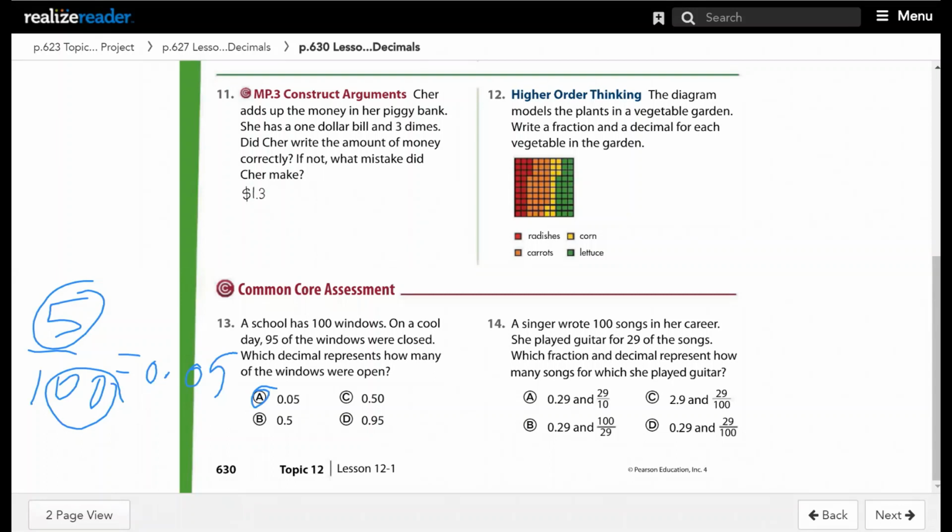In question number 14, a singer wrote 100 songs in her career. She played guitar for 29 of the songs. Which fraction and decimal represents how many songs she played guitar for? So she played guitar on 29 out of 100 songs. I will write 2 numbers after the decimal point, 29, and 0 before the decimal point. So 29 over 100 is equal to 0.29, which is D.